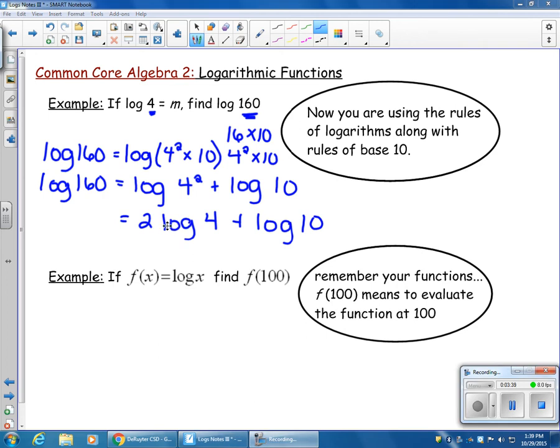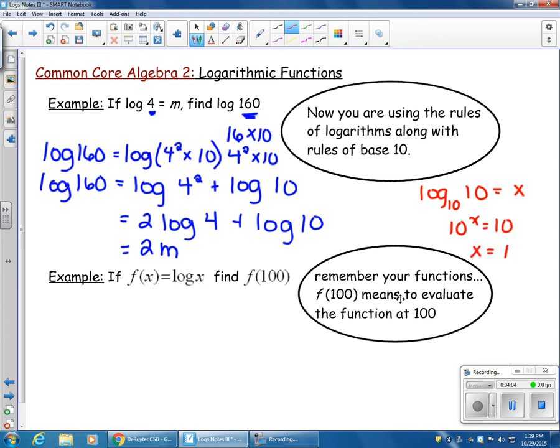Okay, then we're going to make the substitution. Log of 4 is m, so we have 2m. Let's talk about log 10 for a minute. If we wrote it with a base, we'd have log base 10 of 10. And we can set it equal to x. So we would have 10 to the x power equals 10. So that would mean that x equals 1.